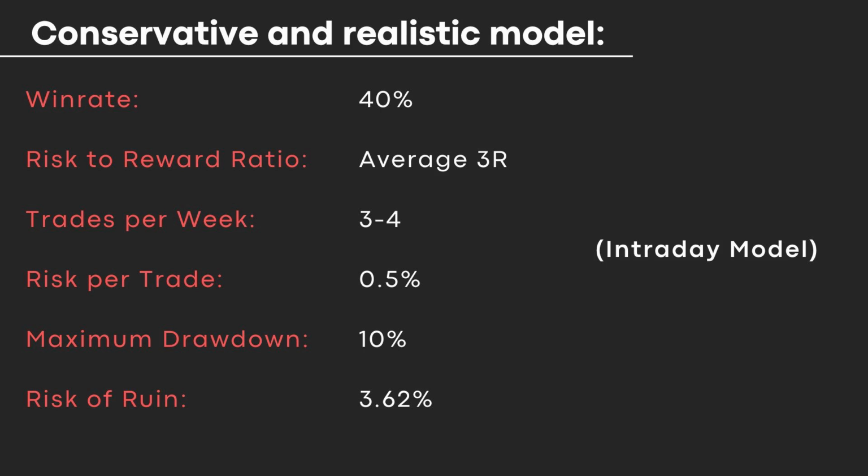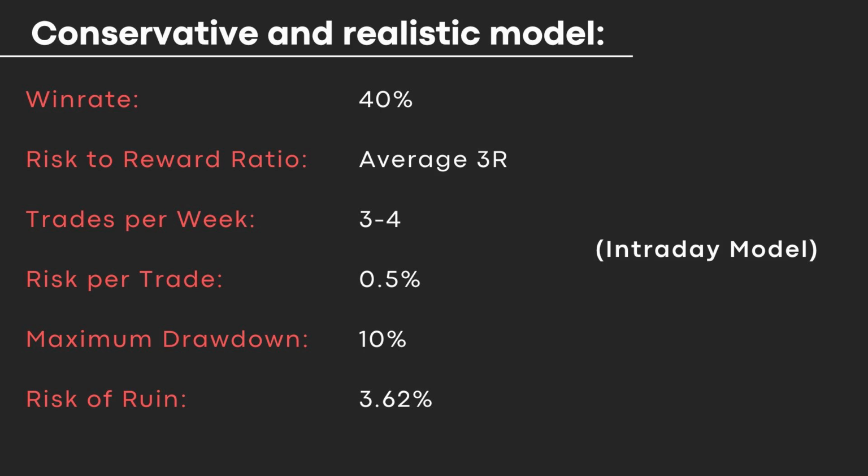Now, based on these metrics and parameters, the risk of ruin for this model, basically meaning the chances or the probability of this model to blow the account by reaching the 10% maximum drawdown, is extremely low, right? It's about 3.62%, which is basically next to zero, right?